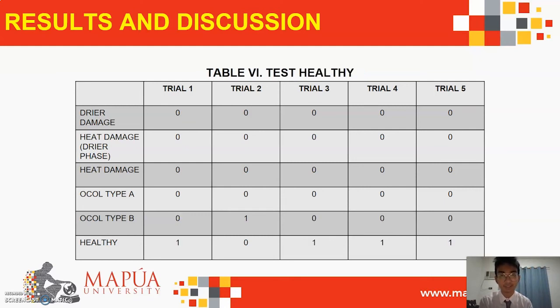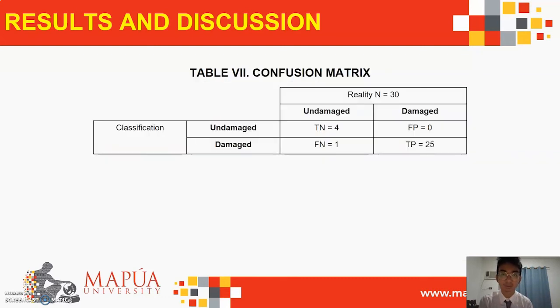Lastly, for healthy corn kernels. Trial 1, correct. Trial 2, we have a mishap that's incorrect. The input was healthy corn kernel, but the output was focal type B. So for trial 3, correct. Trial 4, correct. And trial 5, correct. So we have a mishap in trial 2.